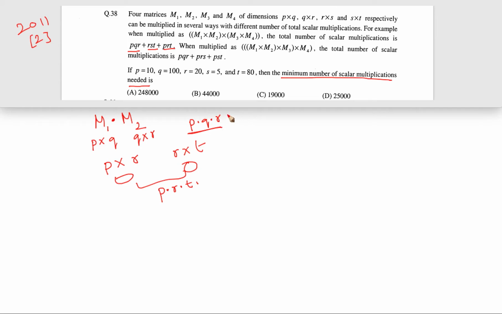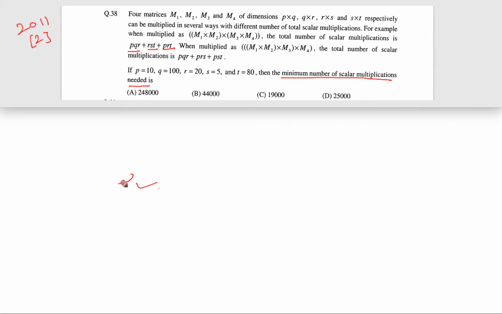So they have mentioned 2 different ways in which it can be done. They are asking, whatever way you want to multiply these 4 matrices, you do it, but eventually I want to get the minimum number of scalar multiplications. How much is the minimum number of scalar multiplications, that is what they are asking.